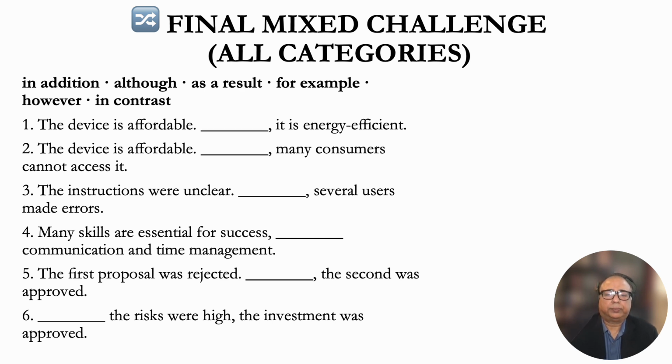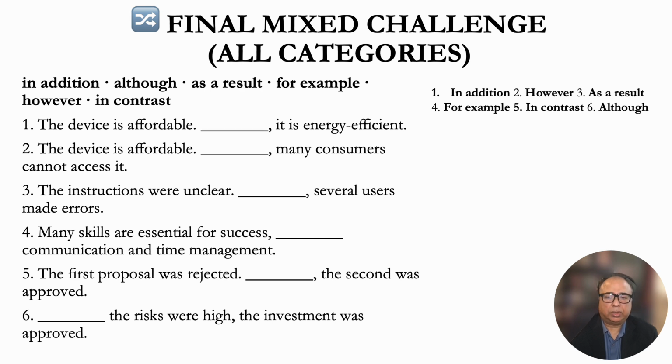Ready? Number 1 is in addition, 2 is however, 3 is as a result, 4 is for example, 5 is in contrast, 6 is although. All right? So far so good? We've covered a lot of ground today. You learned so many different types of linking words and phrases.